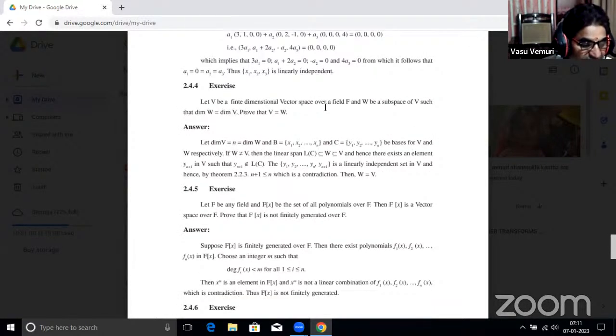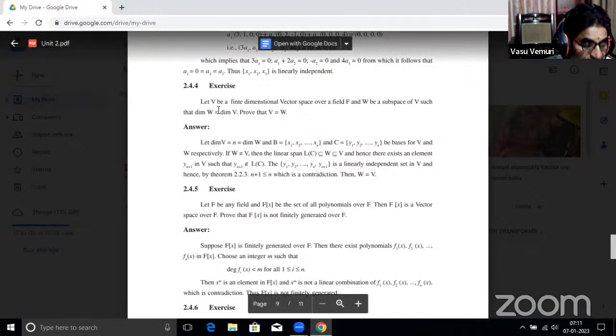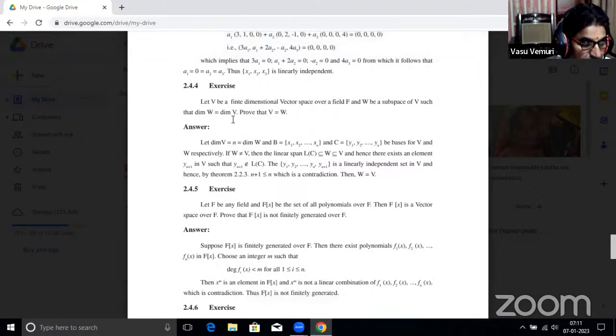Let V be a finite dimensional vector space over the field F and W be a subspace of V. For the finite dimensional vector space V, the dimension is dim V, and for the subspace W, the dimension is dim W.